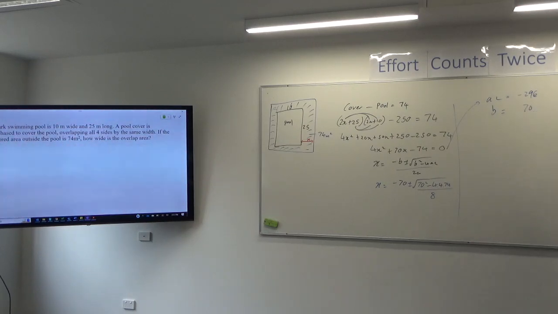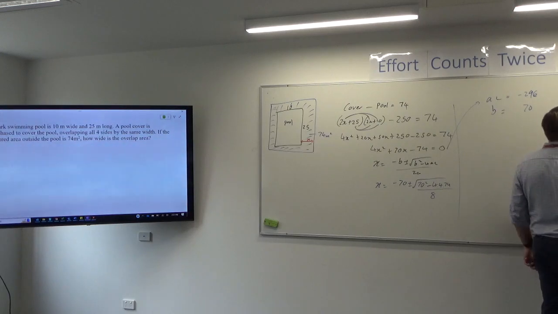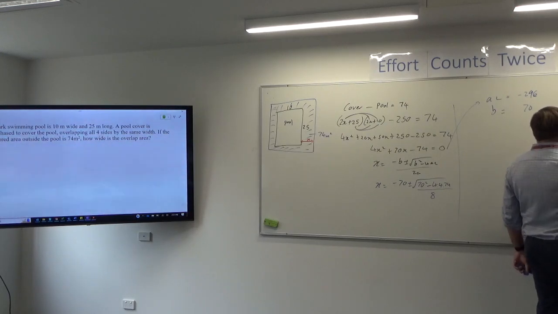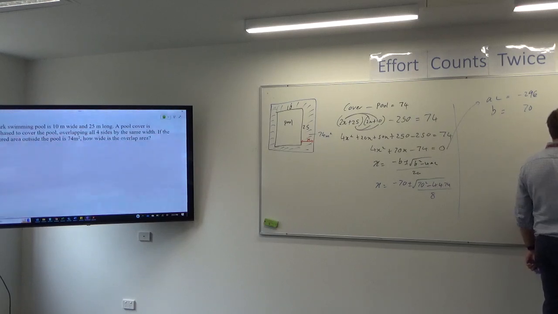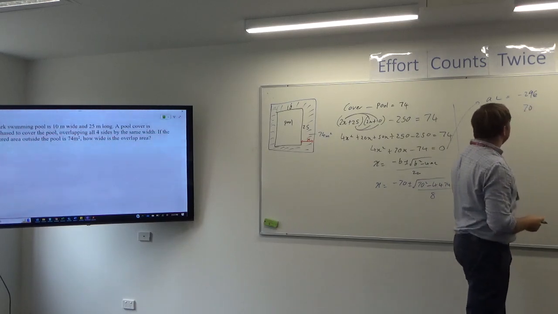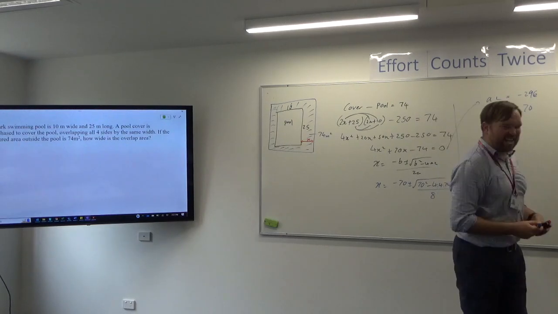2 and what is it? 1 148. That's better. 4 and 79. It's still not right.